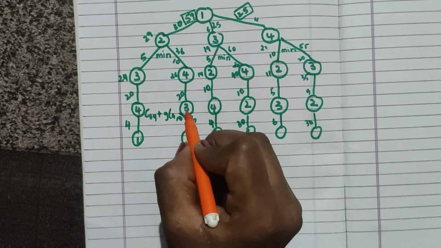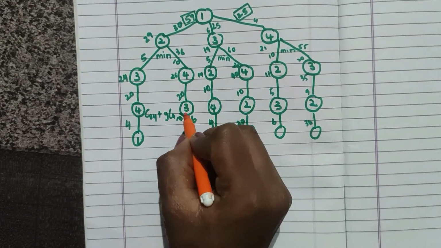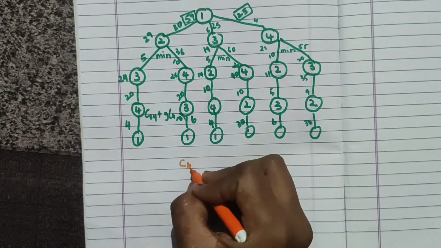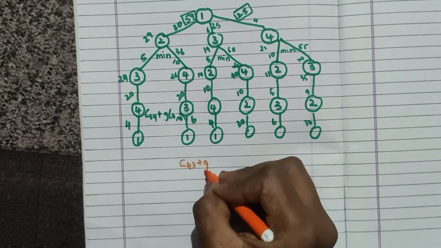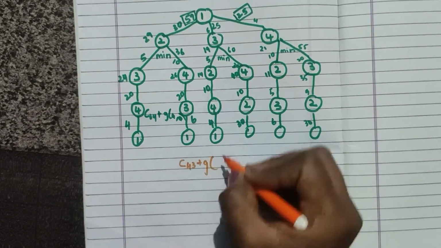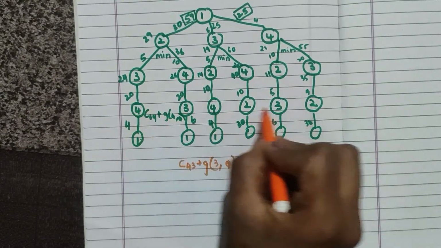See guys, now for this, if I want to find the formula for this, how to solve this, I'll just write it here. So the cost of 4 to 3 plus g is nothing but the function. So g, open the bracket, 3 to the null value. So this is how you find for this stage.